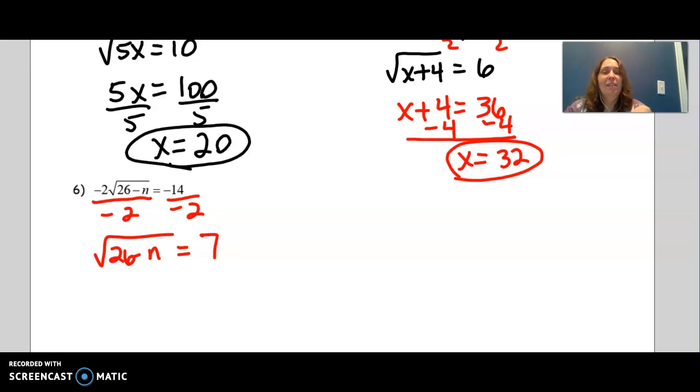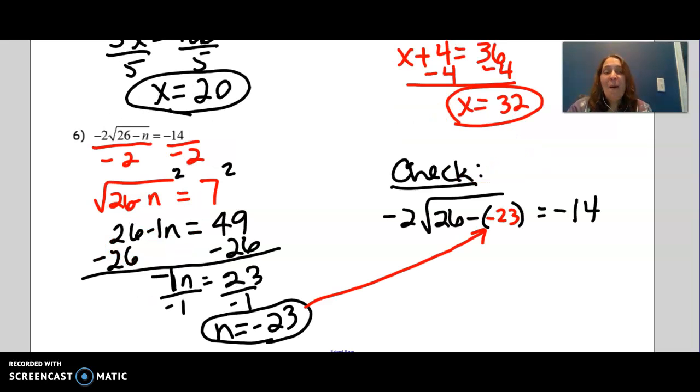Hey, the radical's by itself. So what time is it? It's squaring time. There you go. 26 minus n equals 7 squared, which is 49. And you've got just a couple steps there. Go ahead and see if you can get n by itself. If it helps, think of this minus n as a minus 1n, if you'd like. Hopefully you subtracted 26 on both sides and then divided by negative 1 to get n equals negative 23.